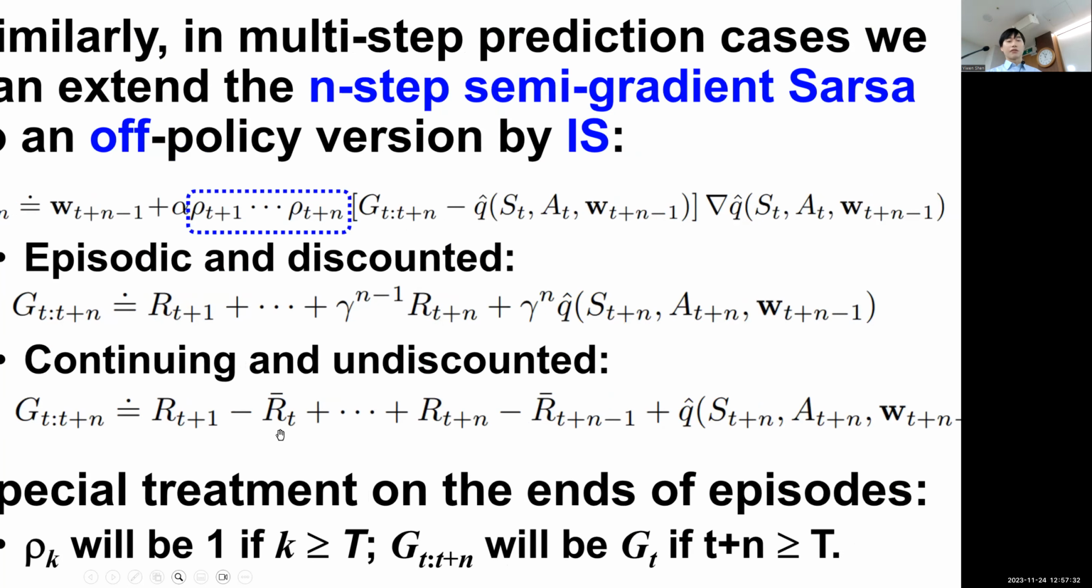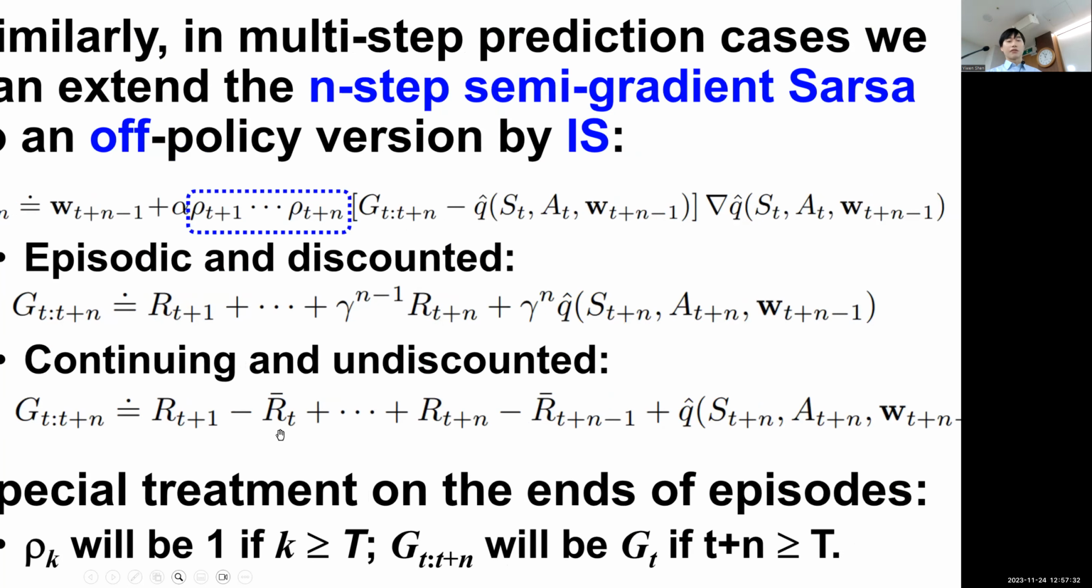The differential return is like the current reward minus the average reward, up until the n-th step. Then plus the current action value. There will be no discount here. These are the two settings. Then the IS ratios will be the same, so we can just follow the previous setting to calculate the IS ratio.